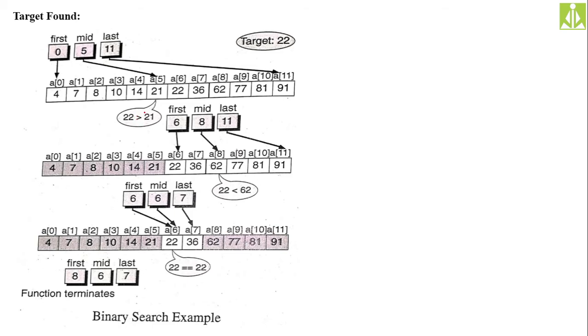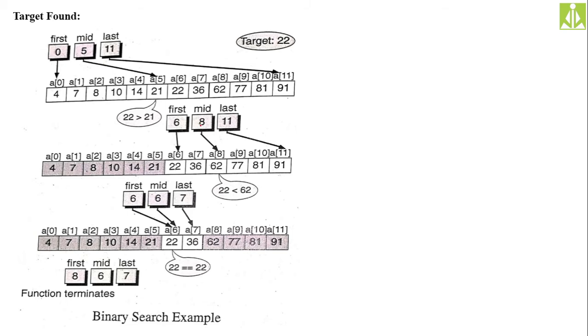So what we have done? We changed the first value. So first it is coming from 0th position to 6th position, and we are not changing last. Once again, keeping in mind the new first and new last values, we are calculating the new mid.